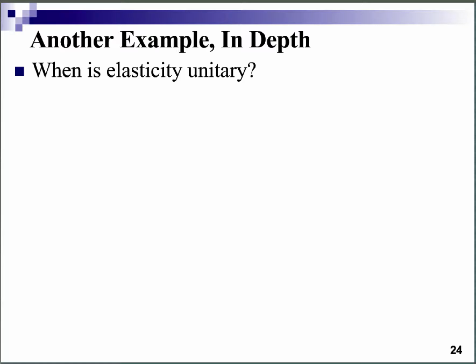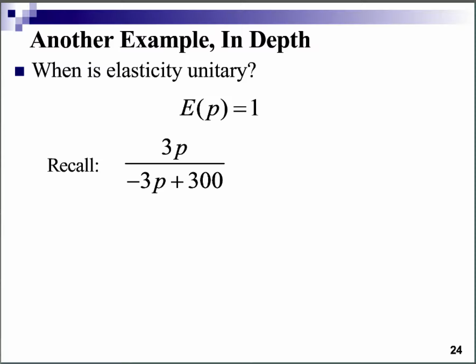So we can build on this example and ask, when is the elasticity value unitary? Remember, unitary elasticity means that our E of P function is equal to 1. Now recall, for this particular example, our elasticity function is 3p divided by negative 3p plus 300. So this is the elasticity function that we want equal to 1. So we need to solve this equation for P. What price gives us unitary elasticity?